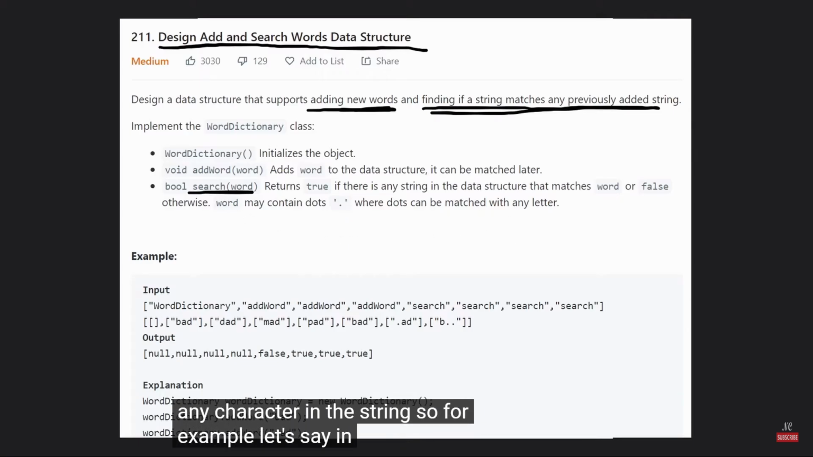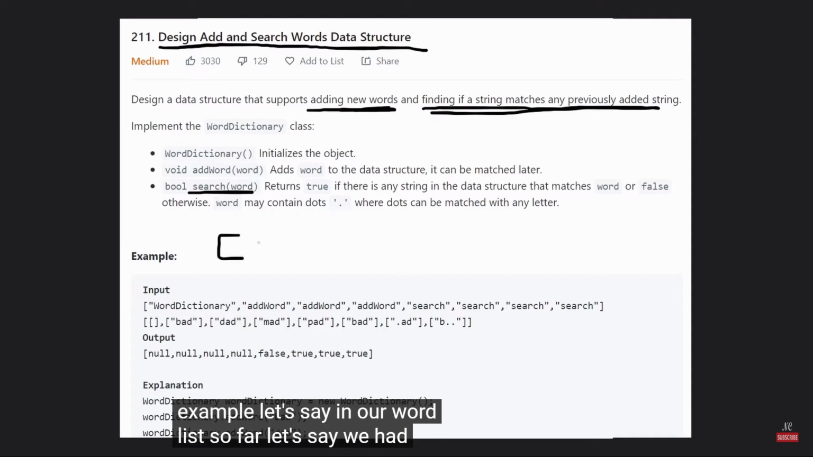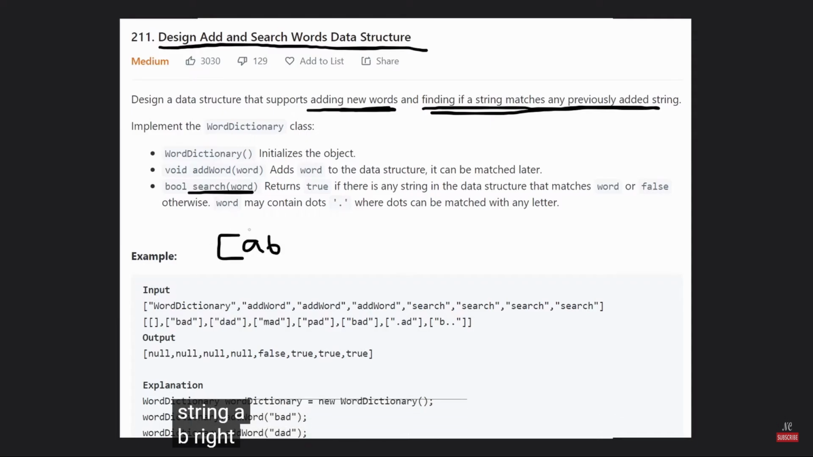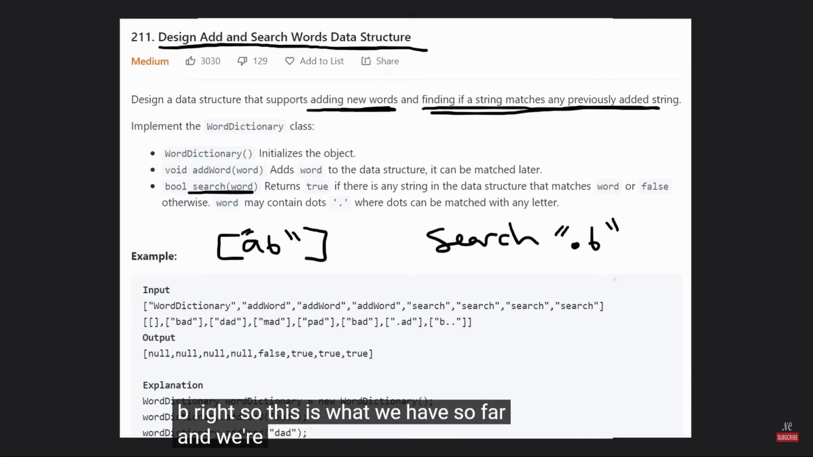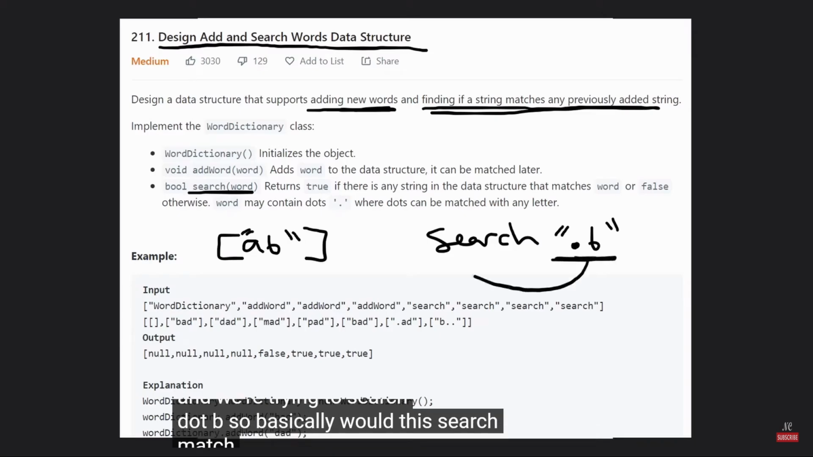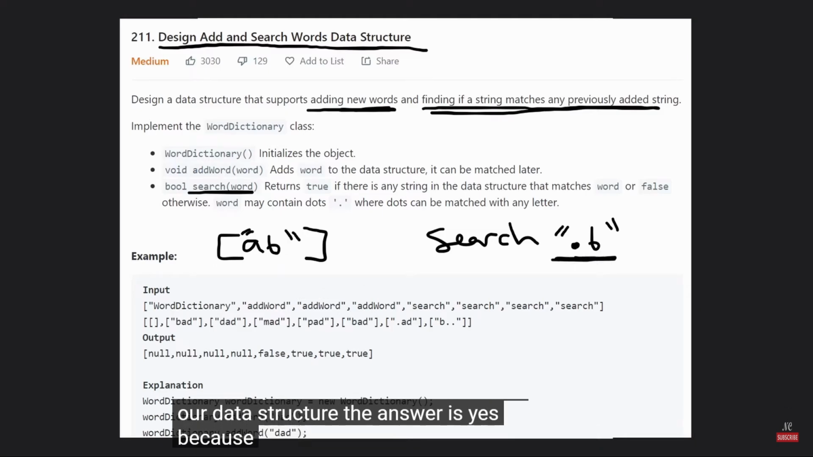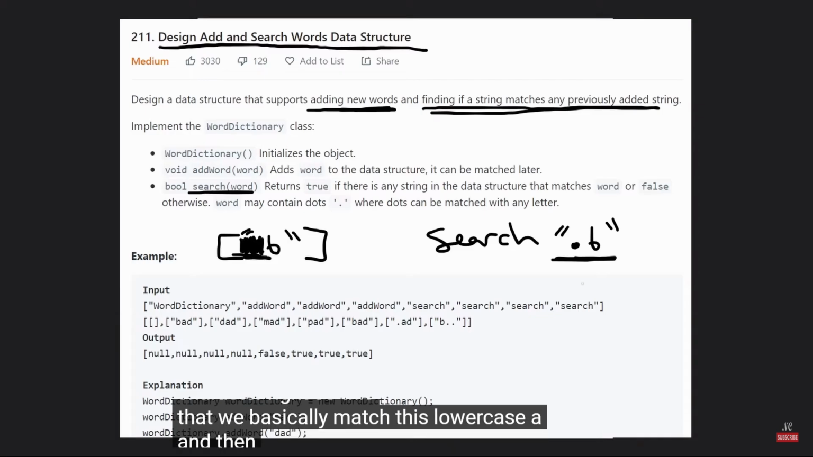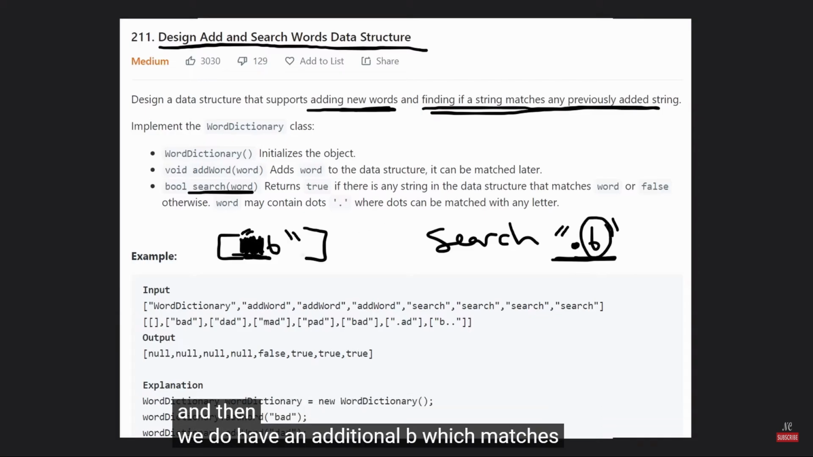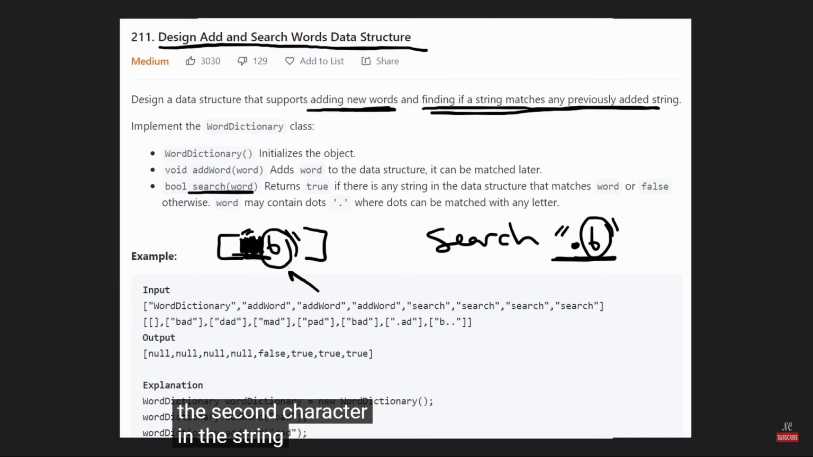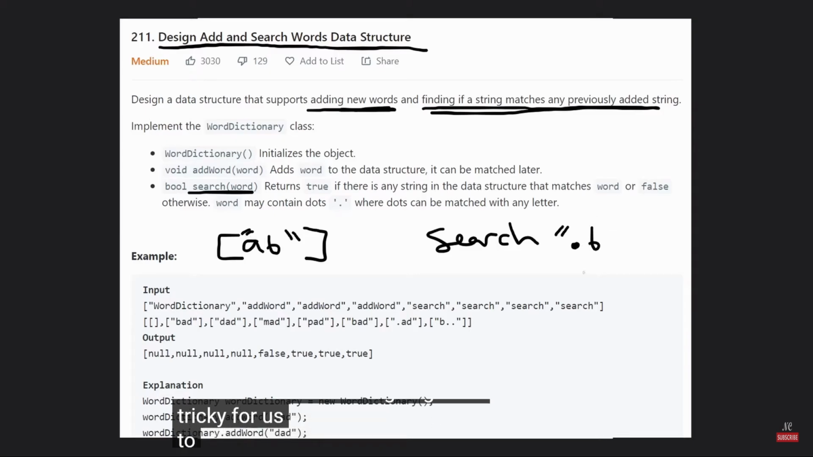So for example, let's say in our word list so far, we had just the string a, b, right? So this is what we have so far, and we're trying to search dot b. So basically, would this search match any words that we have so far in our data structure? The answer is yes, because the dot would match any first character, right? So we match this lowercase a, and then we do have an additional b, which matches the second character in the string. So a dot matches any character. That's what's going to be tricky for us to implement.